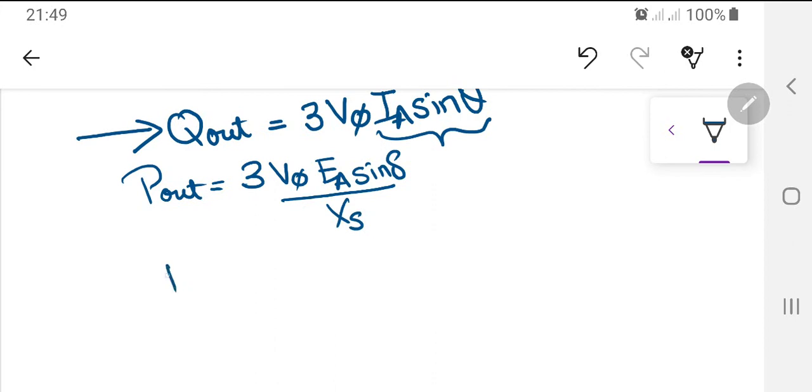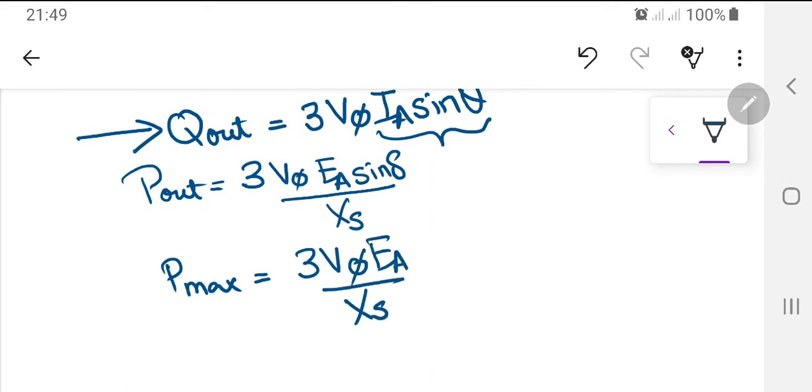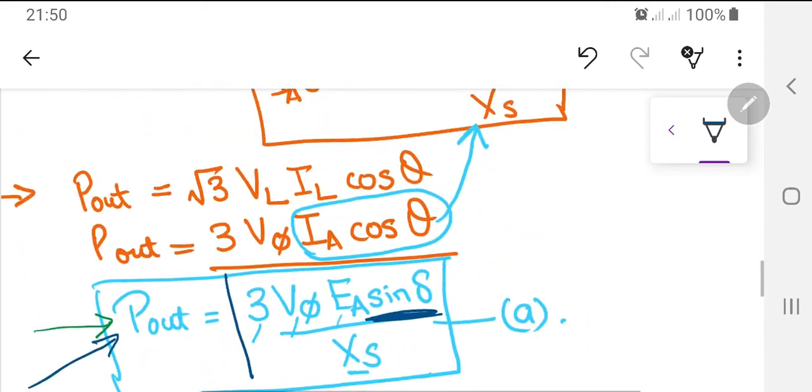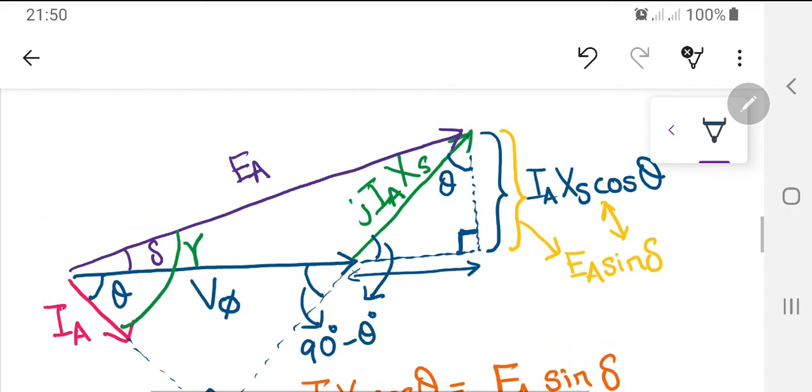Over here, if I want to write P max, P max will be equal to 3 V phase EA divided by XS. Here I have taken sine of delta equal to 1, and I have taken this delta angle equal to 90. Now here is the interesting point. Whenever this delta angle becomes 90, if I go back to my phasor diagram, can angle delta, which is the angle between EA and V phase, become 90 degrees?